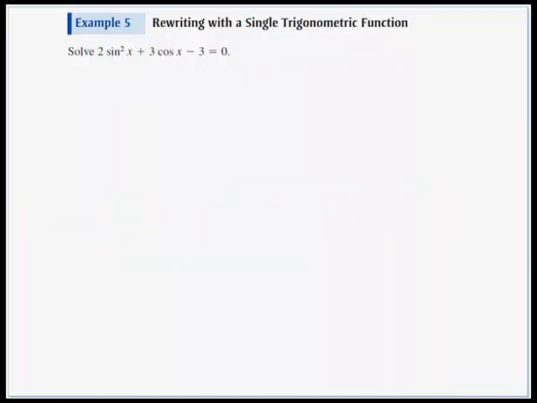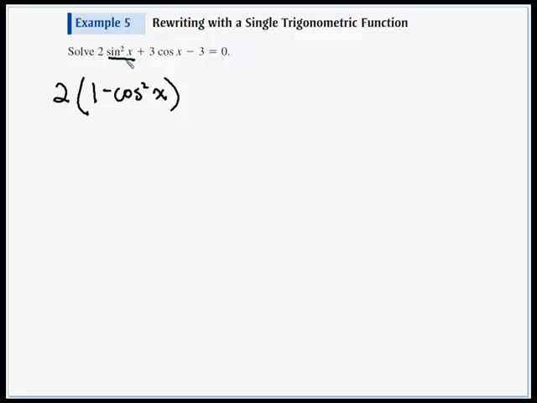In example 5, before we do anything, we're going to have to rewrite in terms of a single trig function. If we read our equation, we have 2 sine squared plus 3 cos x. And we have differing trig functions. That's like x's and y's. We couldn't factor 2x squared plus y minus 3 equals 0 because the x's and y's are different. But we do have a Pythagorean identity. We can replace this sine squared with 1 minus cos squared. 2 times the quantity, 1 minus cos squared x.